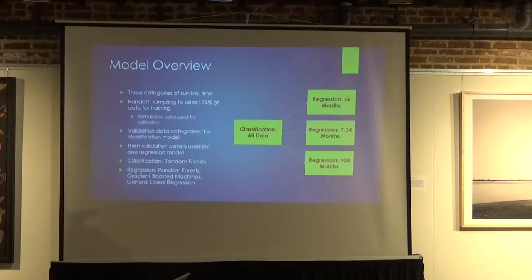So the classification exercise created these 3 groups of patients. And we used random sampling to select 75% of the data for training, and the remainder was used for validation. The validation data was used by each regression model within each category. For classification, we decided to use random forest as an algorithm. And for regression, we picked these 3: again random forest, gradient boosted machines, or GBM, and general linear regression.